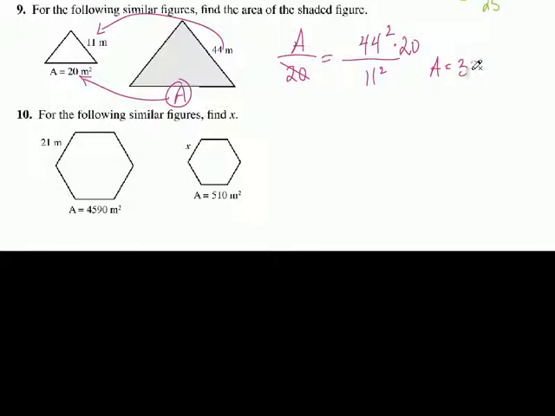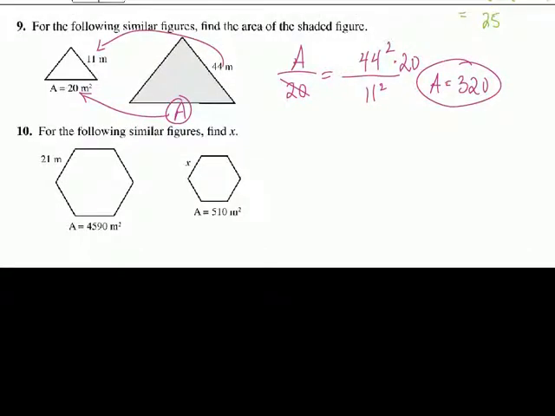So A equals 320. And I was pretty pleased that I'd say probably more people got 9 and 10 right than got any of the other problems right. So that was a good thing, I guess, as far as that's concerned. Let's look at this right here.